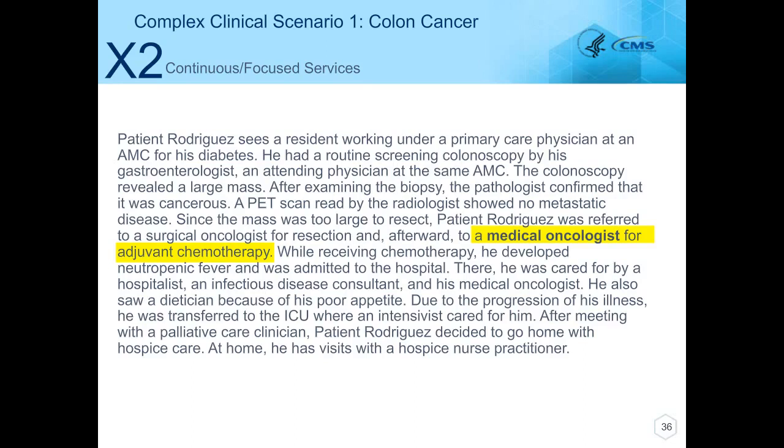So we've also got the medical oncologist who is treating the patient with adjuvant chemotherapy. This could be an indefinite period of time, but it is focused on the patient's cancer. So this would be a continuous focused service that's provided by the medical oncologist. We're categorized by X2. Next slide, please.